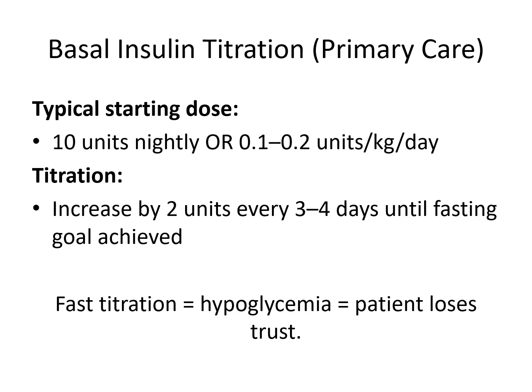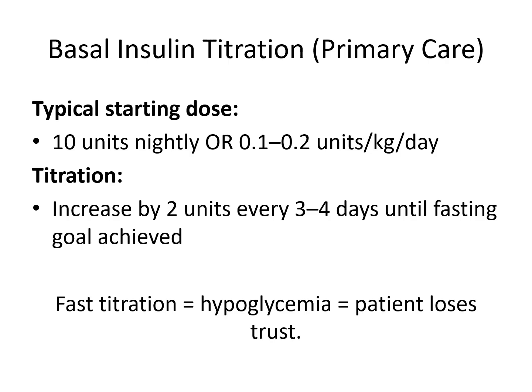A common and safe titration strategy is to increase by 2 units every 3 to 4 days until fasting glucose is within the goal range. Again, typically that range is 80 to 100 milligrams per deciliter per the ADA targets. And that pace is going to matter. If you titrate too aggressively, you increase the risk of hypoglycemia, especially overnight.